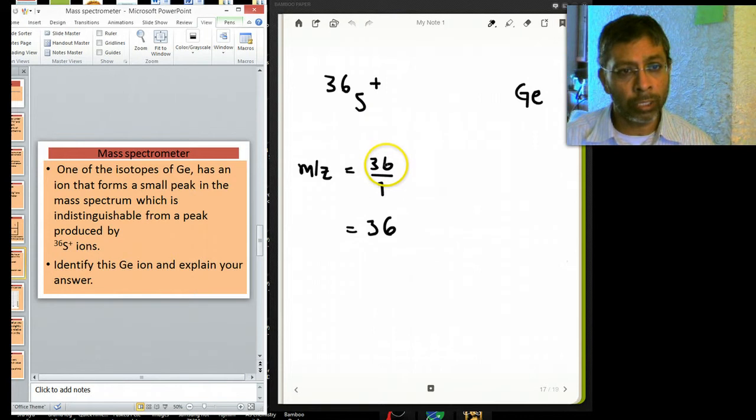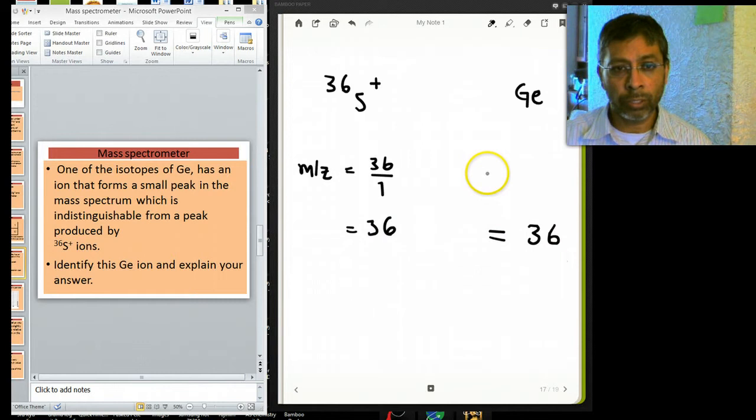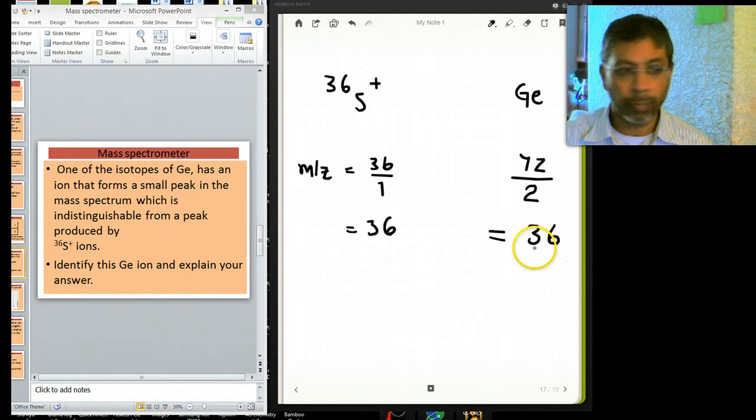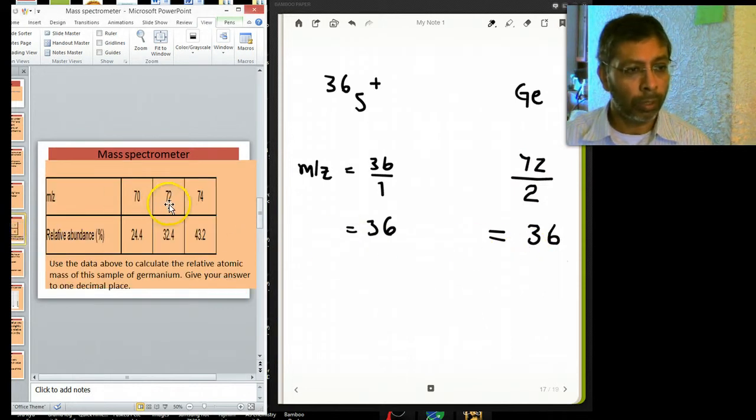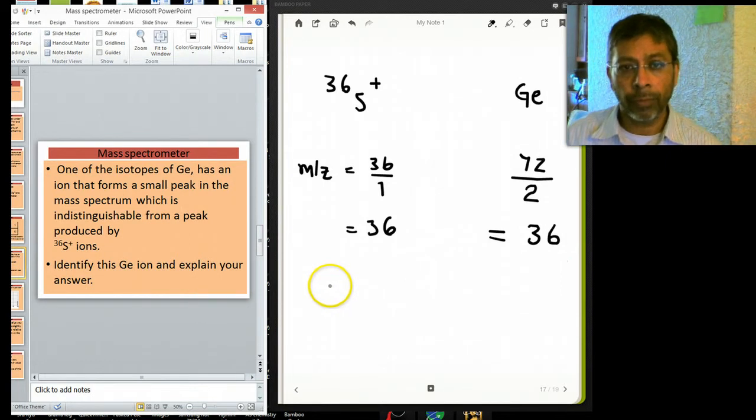Look at this one here, the calculation. Mass over charge, 36 over 1, 36. Now, if you want to produce a value of 36 so that it's indistinguishable from this one, then the charge must be 2, and therefore the mass has to be 72, so it gives you a value of 36. So identify this ion. Here we are, the ion is mass 72, and explain your answer, and the explanation is that the germanium 72 has a 2+ charge.